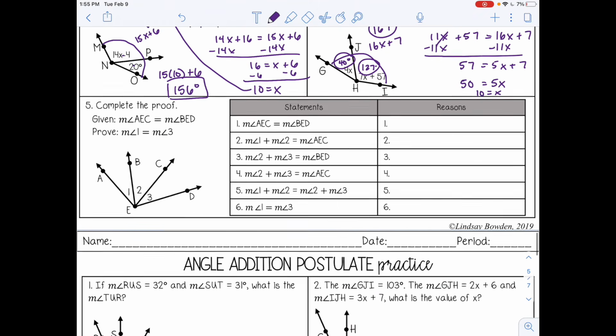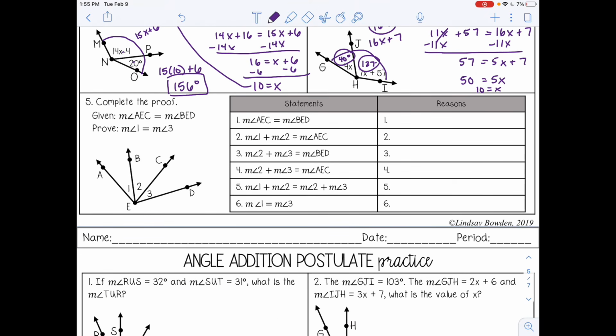All right, and then the last one is a proof. So we are given that the measure of angle AEC is equal to the measure of angle BED. So basically, this is equal to this. The measure of angle 1 plus the measure of angle 2 gives us the measure of angle AEC. That's the angle addition postulate. Those two pieces give us the whole angle.